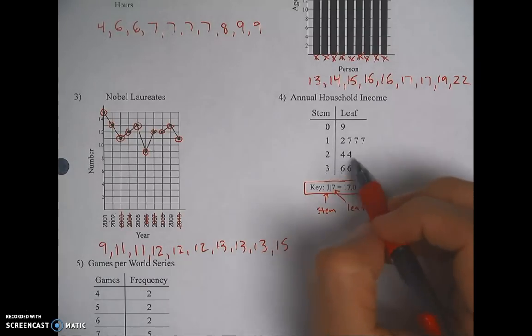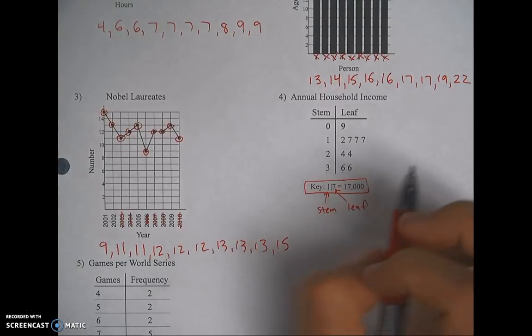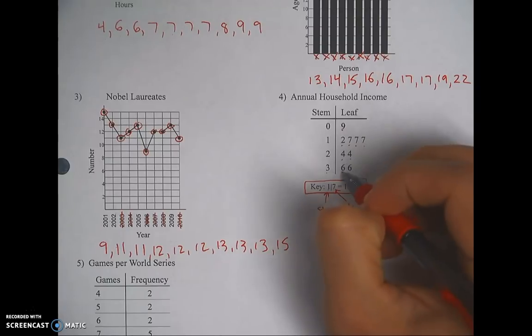Now, a lot of people think that, okay, I've got this, so it goes 36,600 or something like that. Every leaf represents a different value.